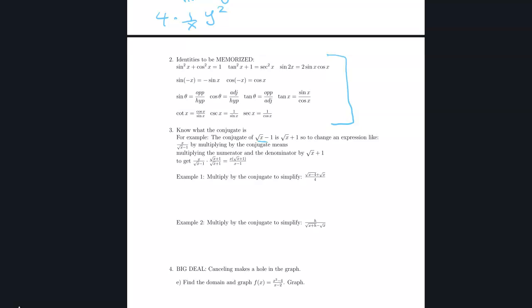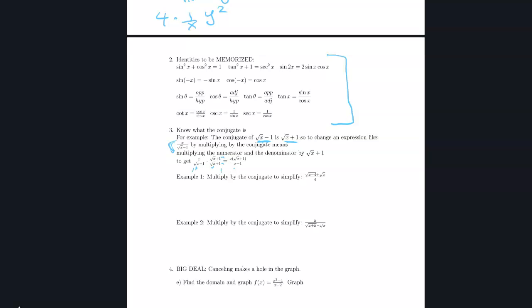So the conjugate of root x minus 1 is root x plus 1. So if we want to change an expression like this and get rid of the radicals in the denominator, we multiply numerator and denominator by this conjugate. So in the numerator, I'm going to suggest you don't multiply it out. In the denominator, when I multiply the two root x's, I get x.